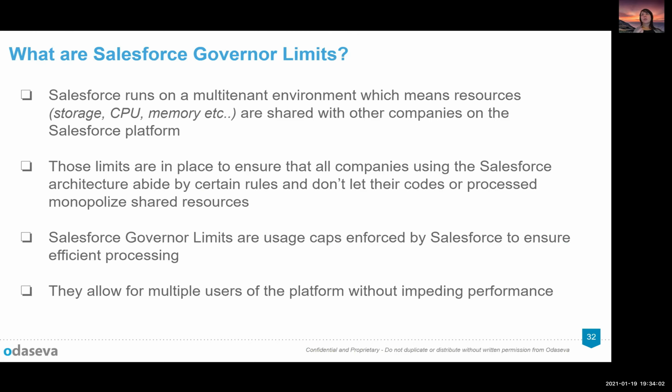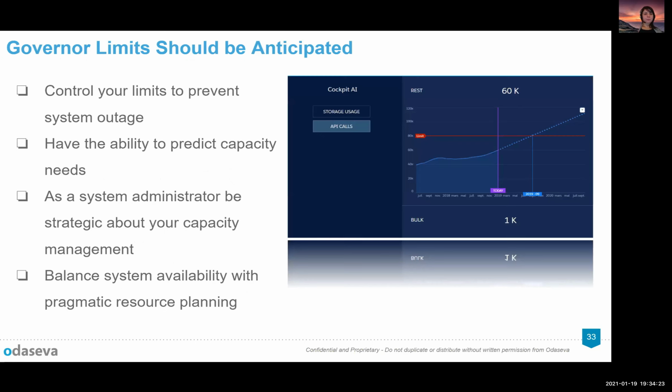Based on the data volume that you have, the number of users, and the contract that you have with Salesforce, you're going to have a certain allowance of governor limits usage. They allow for multiple users on the platform without impeding performance. So why should you anticipate those governor limits?